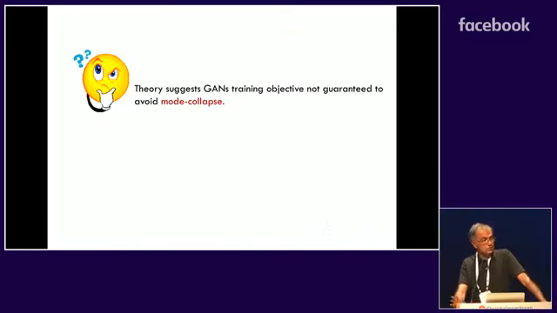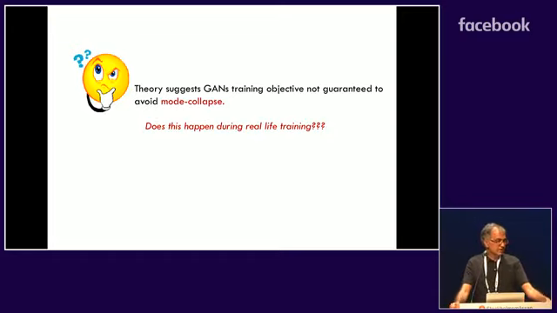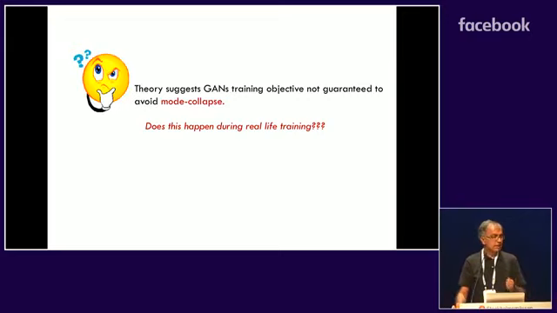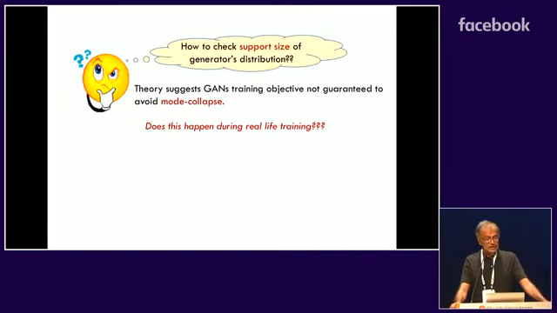Okay, so what's the practical implication? I gave this talk at Google, and my colleagues pointed out that the theory suggests that GAN's training objective is not guaranteed to avoid mode collapse, but that doesn't mean it happens in real-life training. Real-life training has all kinds of things going on, stochastic gradient descent, et cetera, all kinds of other tweaks you can do. And maybe it avoids these bad equilibria, the bad equilibria predicted by theory.